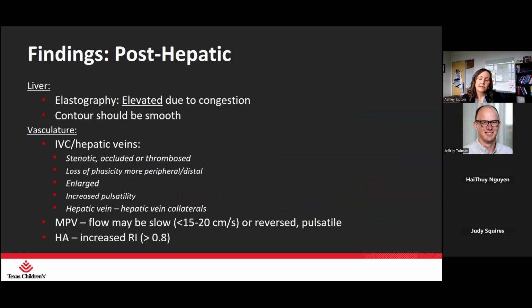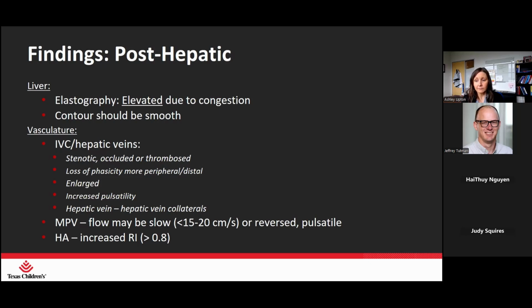As far as the liver elastography, these liver numbers will be high. The liver becomes stiff because of outflow issues and congestion. And so the liver contour should still be smooth in these patients, as the stiff liver is not from cirrhosis. As far as vasculature, if the IVC or hepatic veins are stenotic, they'll lose their phasicity, especially more peripherally in the liver. If they are completely thrombosed, well, obviously you won't find any flow, or you may see an obvious clot sitting in them. With increased right-sided heart pressures, the hepatic veins and IVC will become enlarged and have increased pulsatility.